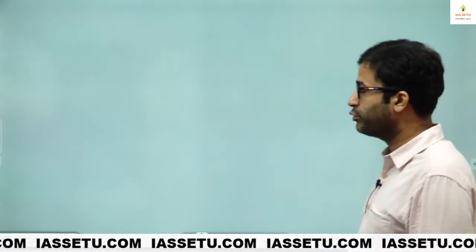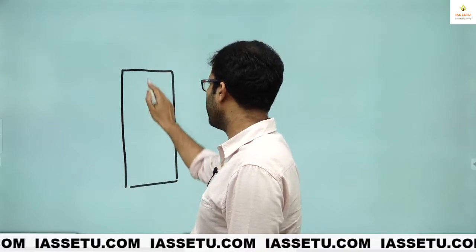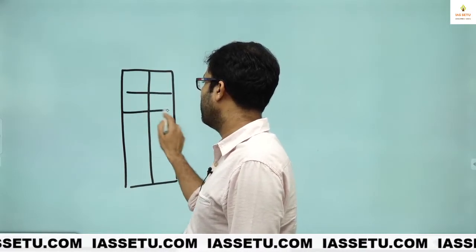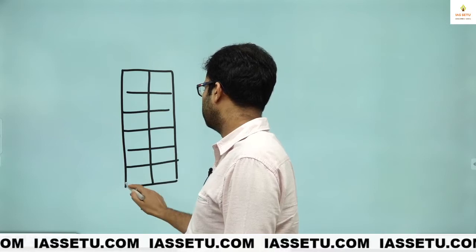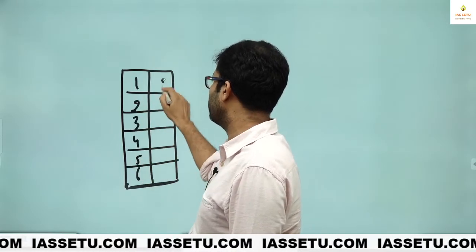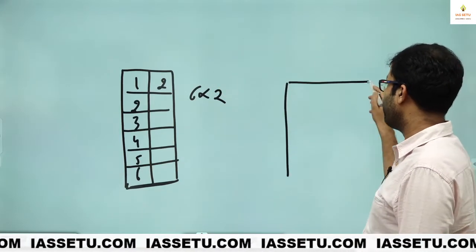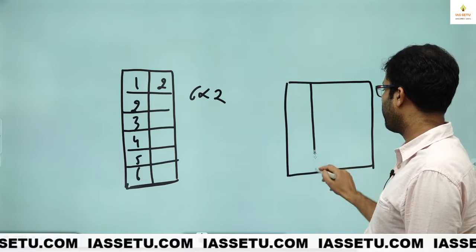Now here we come to type 2 question where number of columns is not equal to number of rows. We have this type of figure here. So this is 1, 2, 3, 4, 5, 6. So this is 6 by 2, or you can say 2 by 6, or can be 3 by 5 or 5 by 3.